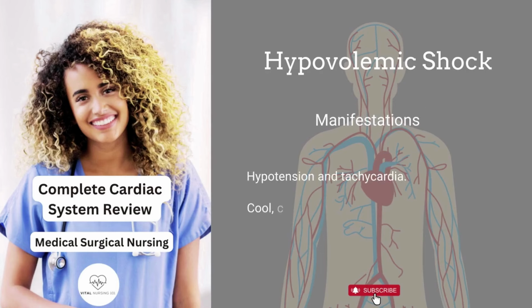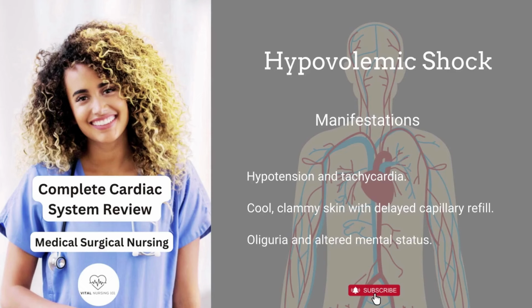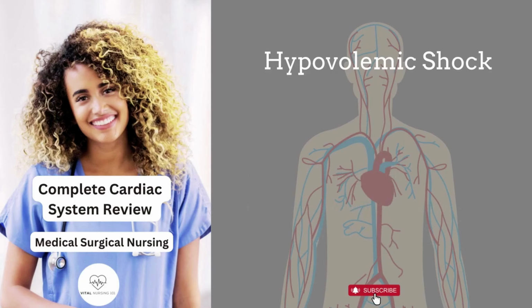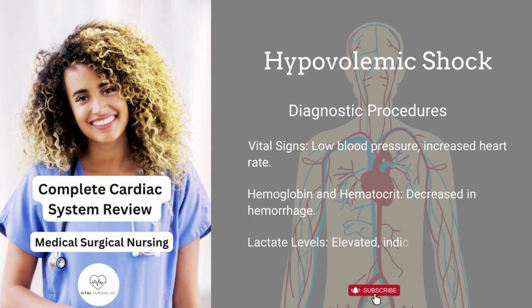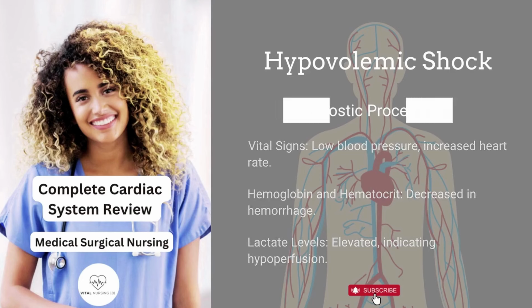Manifestations are the following: hypotension and tachycardia, cool, clammy skin with delayed capillary refill, and oliguria, along with altered mental status. Diagnostic procedures are the following: vital signs, low blood pressure, increased heart rate; hemoglobin and hematocrit, decreased in hemorrhage; lactate levels elevated, indicating hypoperfusion.